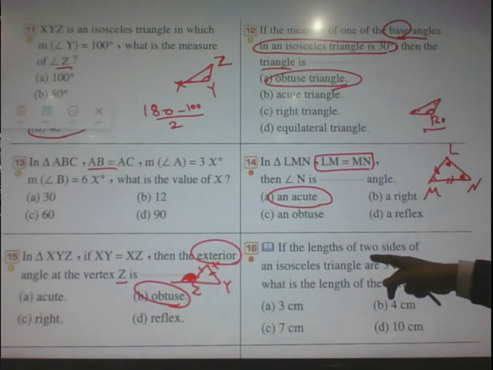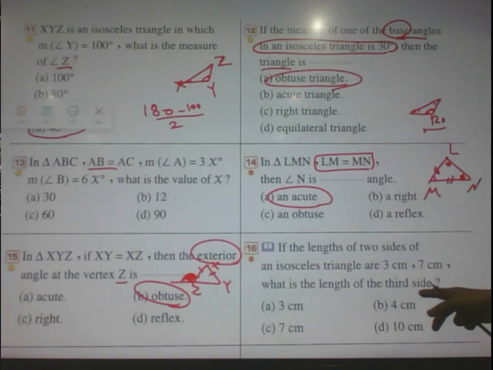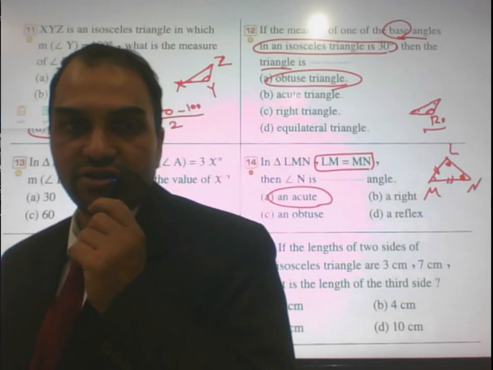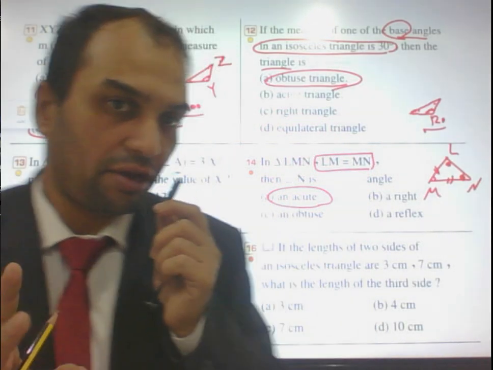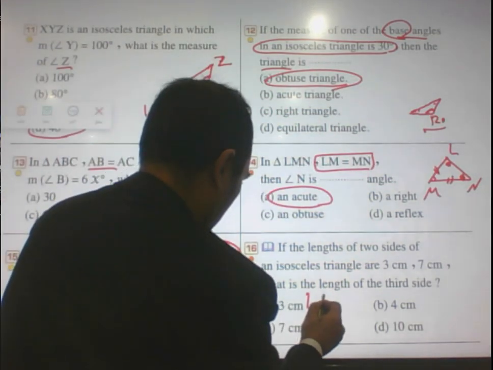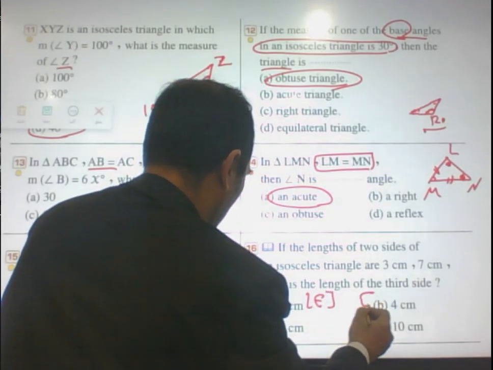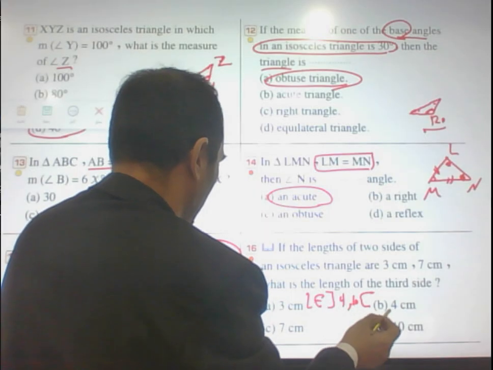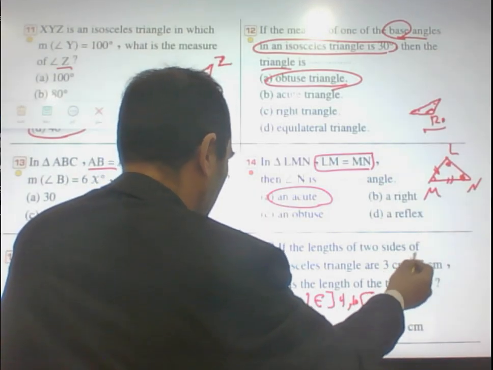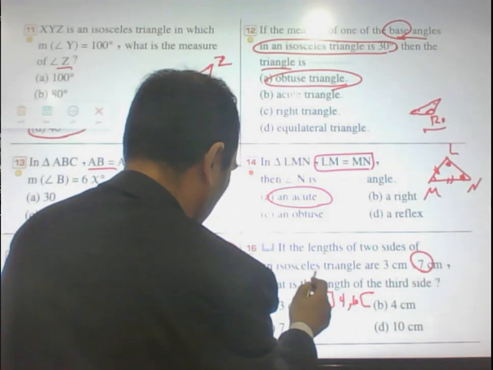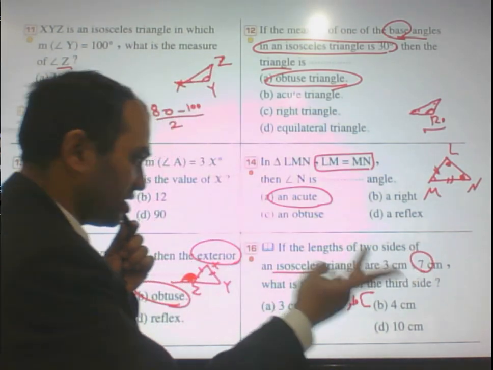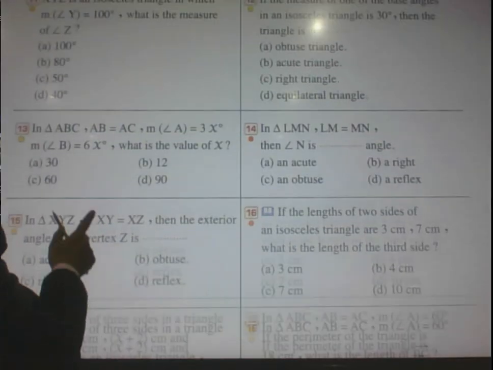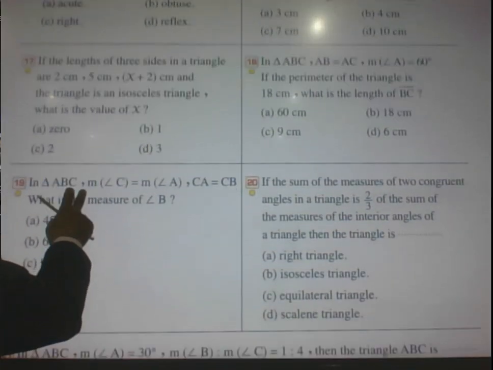Next question here. If the lengths of two sides of an isosceles triangle are 3 and 7, what is the length of the third side? Okay, we know the third side lies between the difference and the sum of the two sides. Let L refer to the third side, belonging to the open interval. 7 minus 3 is 4 and 7 plus 3 equals 10. It lies between 4 and 10. Is it 3 or 7? 7, because it is an isosceles triangle. It means we have two equivalent sides, 7 and 7, and 3. Then the third side will be 7 centimeters. Next question.